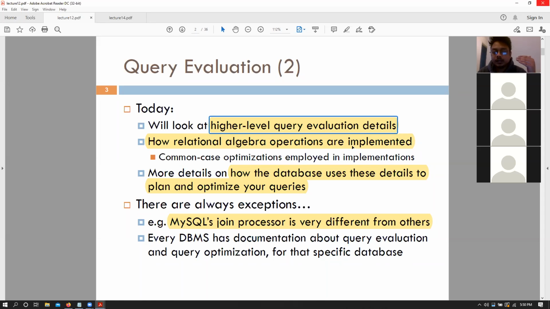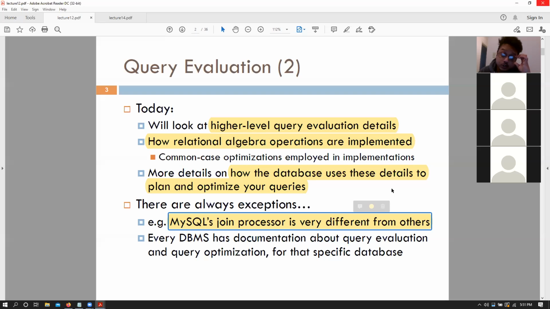Your database will look into the relational algebra operations that are allowed to it, and based on that, it will try to use these details to plan and optimize your queries, right? So we will look into different ways that your database actually does that. We will also look at some exceptions. For example, MySQL's join operation. I always say that MySQL can't do a full outer join, right? So we will also need to understand why it can't do it.